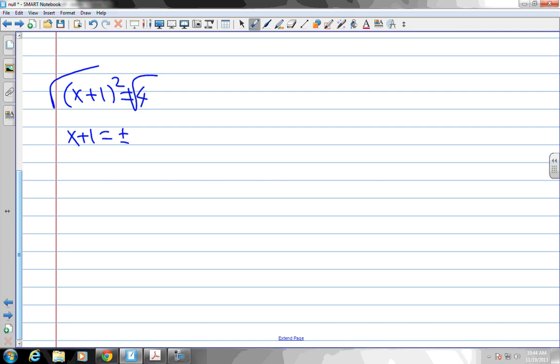Plus or minus 2. So that's two equations. X plus 1 equals 2. X plus 1 equals negative 2. Right? So x equals 1. X equals negative 3.